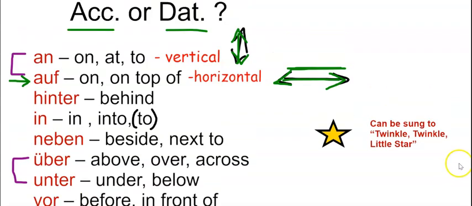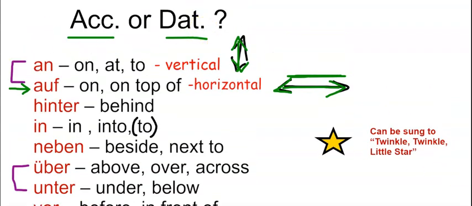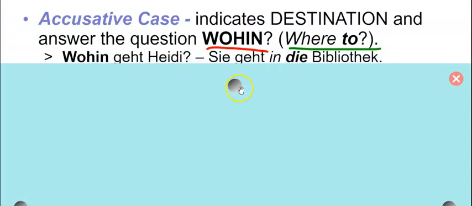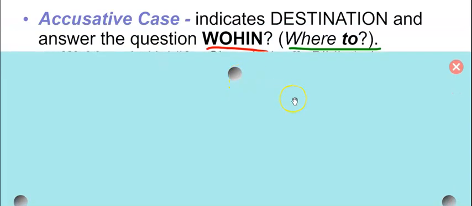So when do we know if it's going to be used as accusative or dative? This is important. It has to do with what's happening in the sentence. We know that the objects of these prepositions will take the accusative case when it's indicating destination, motion, from point A to point B. In German, it's answering the question word wohin, where to.